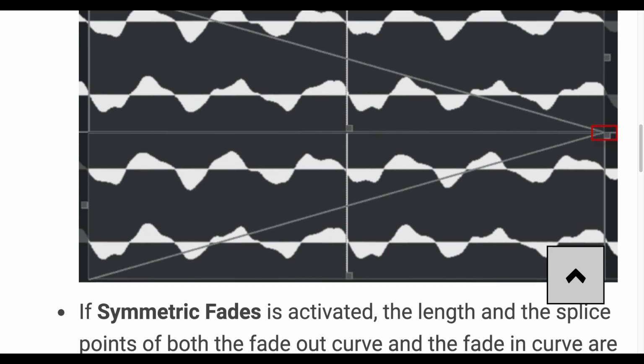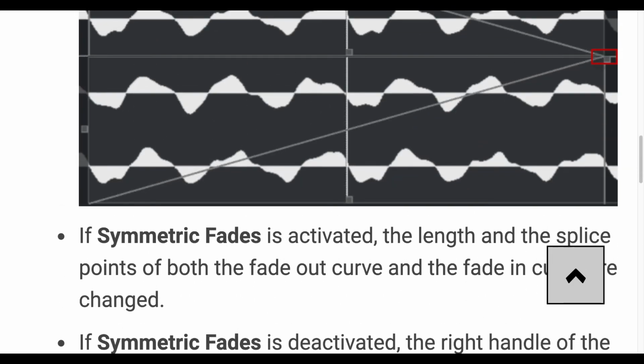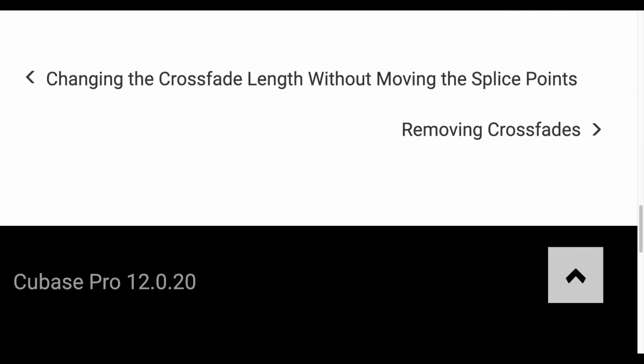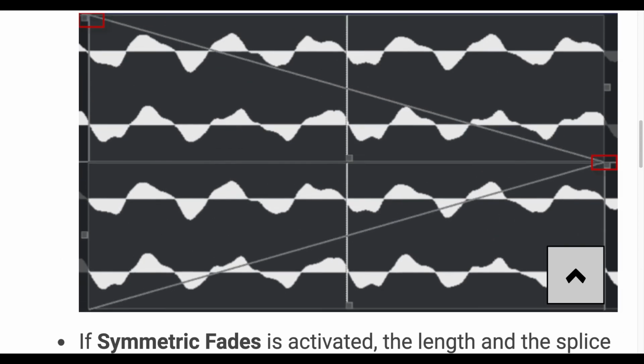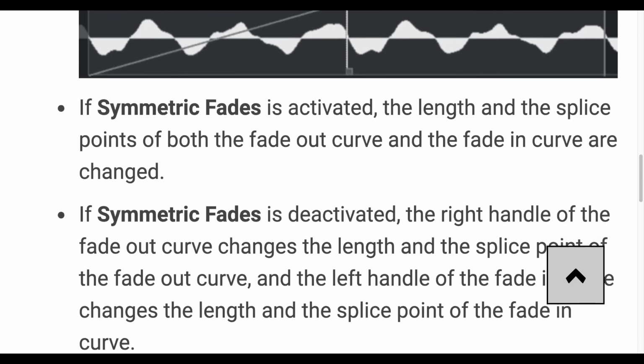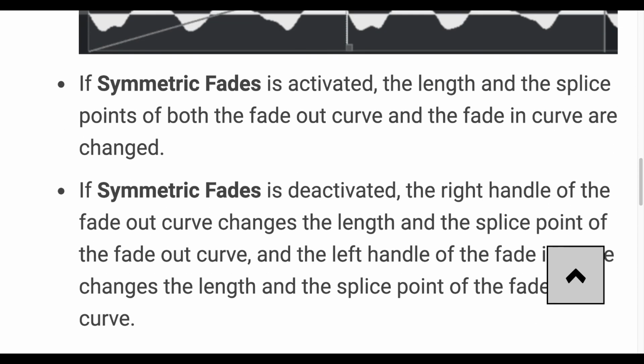If symmetric fades is activated, the length and the splice points of both the fade out curve and the fade in curve are changed. If symmetric fades is deactivated, the right handle of the fade out curve changes the length and the splice point of the fade out curve, and the left handle of the fade in curve changes the length and the splice point of the fade in curve.